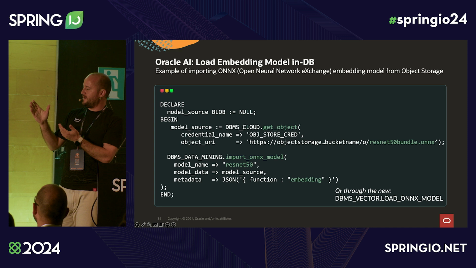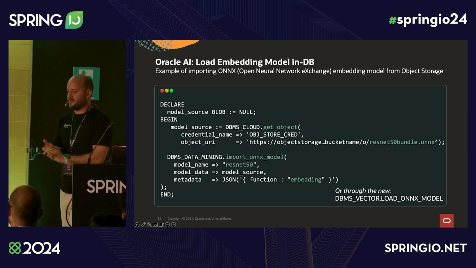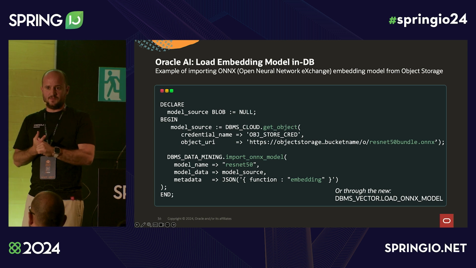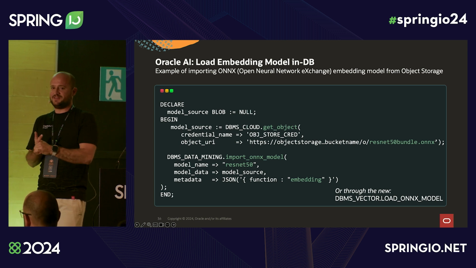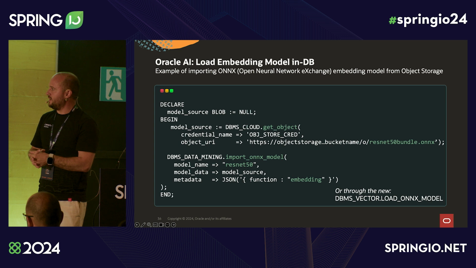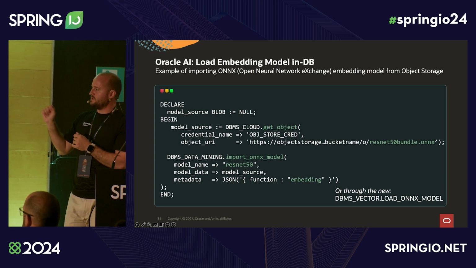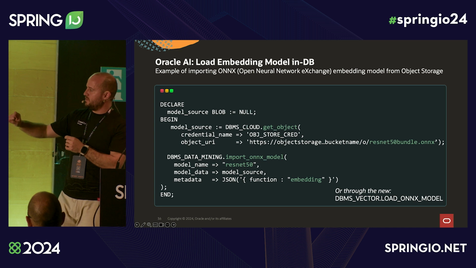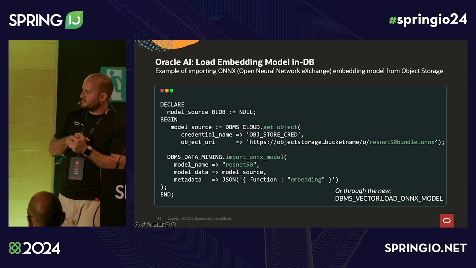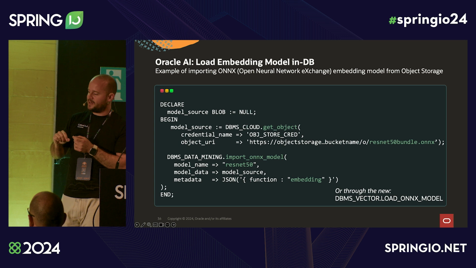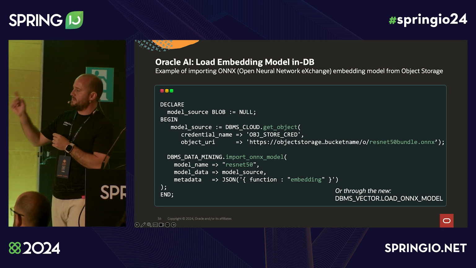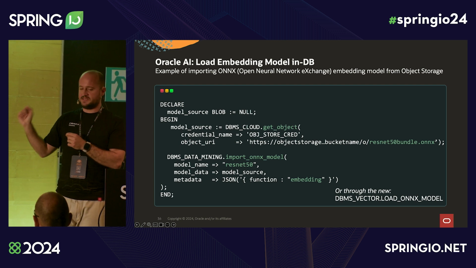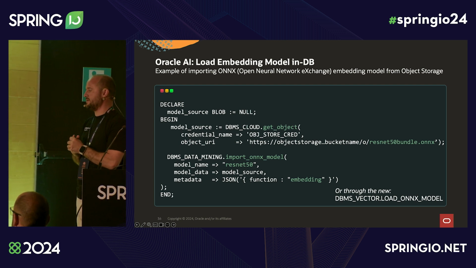This is a standard because you can create models for audio, for video, pictures, everything. So with unstructured data, we mean anything that you want. It could be JSON. You pick the one you want, you load it, and then you put it with that other package, DBMS data mining, import ONNX model. You put a name, you put the content, and then you say, and this is actually the metadata, this is for embedding, okay?